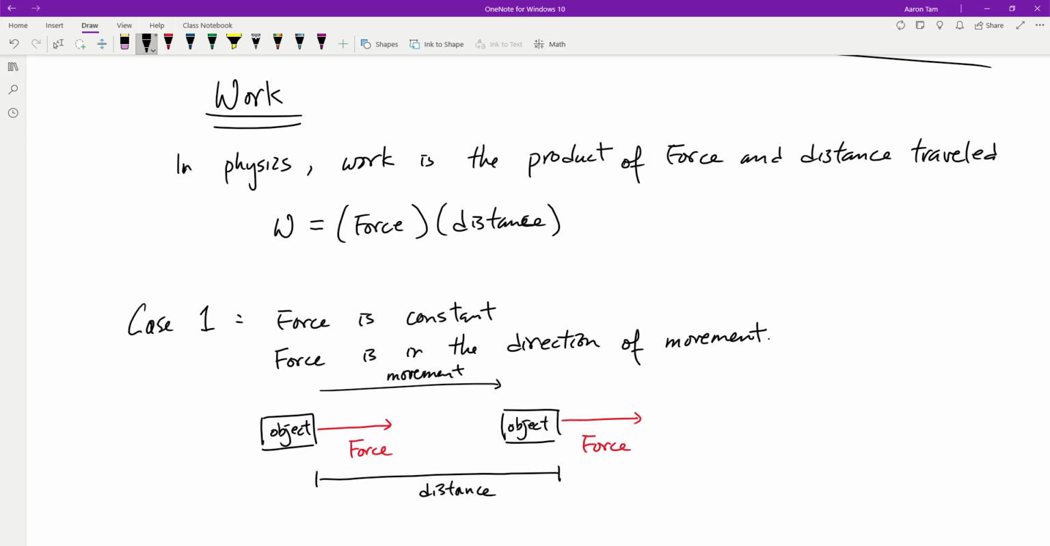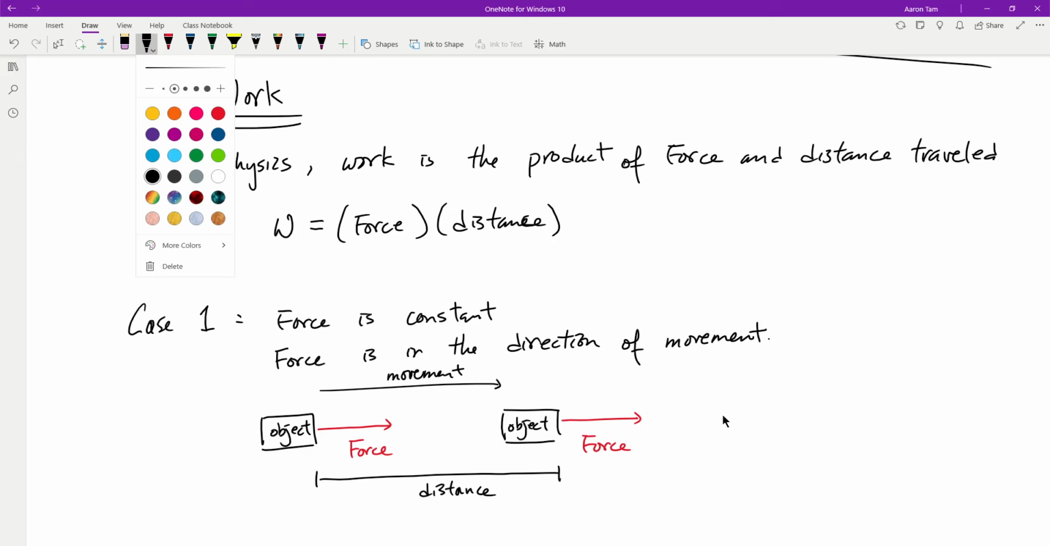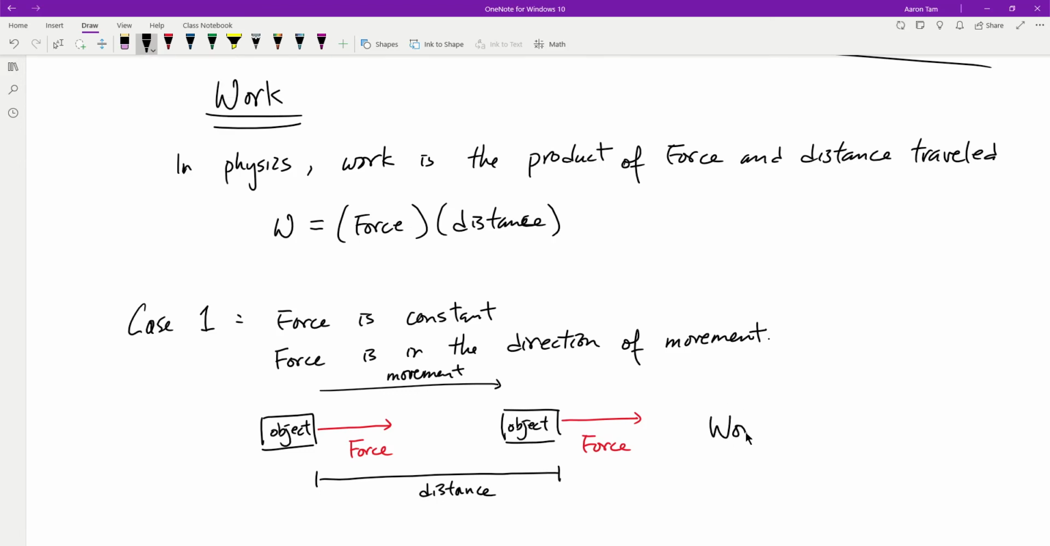And since the movement is in the direction of the force, I can simply say that work is just equal to this force, technically speaking the magnitude, multiplied by the distance. Good? I use a lowercase d. So that's the best case scenario.